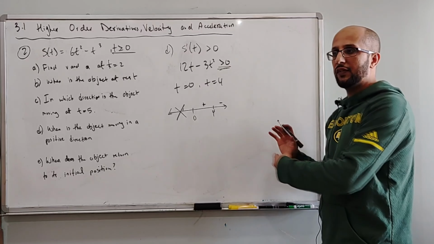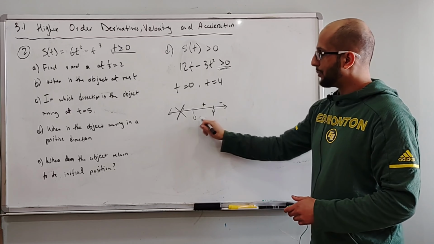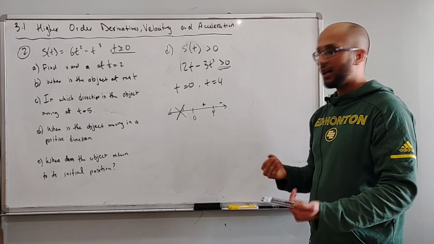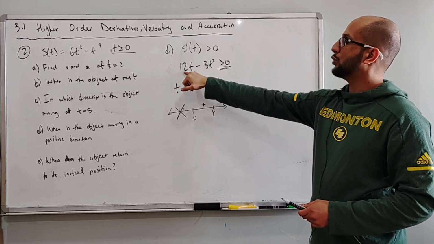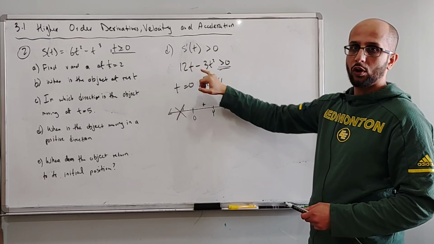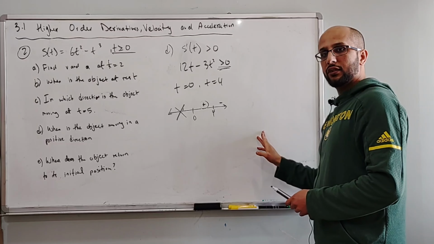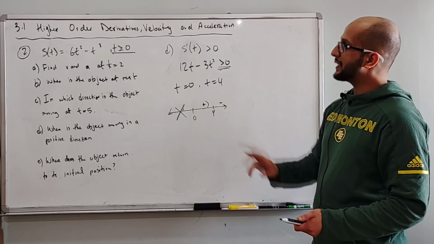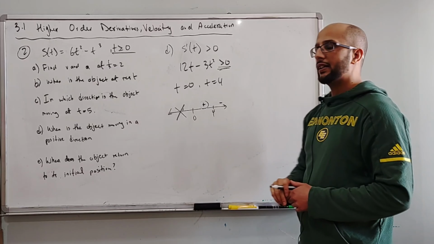But how do we get this if the question did not ask us to do A, B, and C beforehand? We take a number between 0 and 4 and plug it into our equation to figure out if it will be positive or negative. Let's plug in 2. 12 times 2 is 24. 2 squared is 4, times 3 is 12. 24 minus 12 is a positive number, so I know the answer is positive. Let's take a number to the right of 4, something like 6. If we plug 6 into this equation, same idea, we'll get a negative answer.